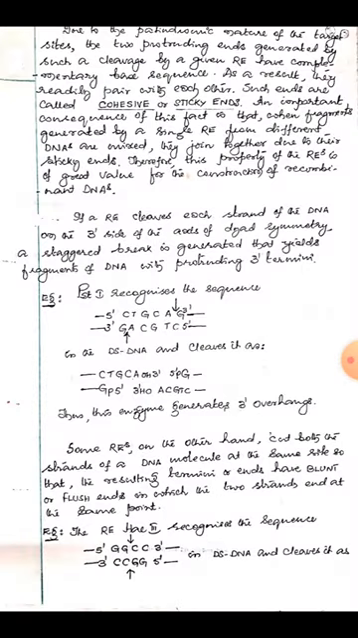Okay, then due to the palindromic nature of the target sites, the two protruding ends generated by such a cleavage by a given restriction endonuclease have complementary base pairs.